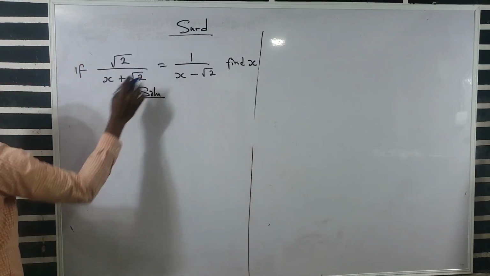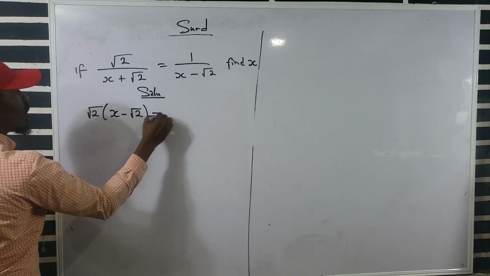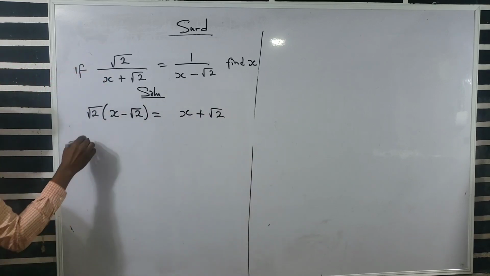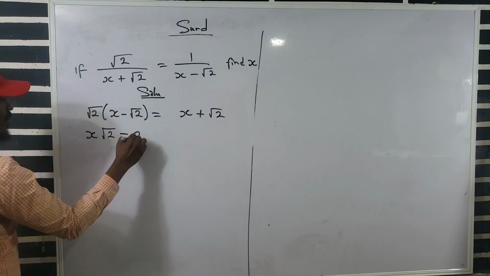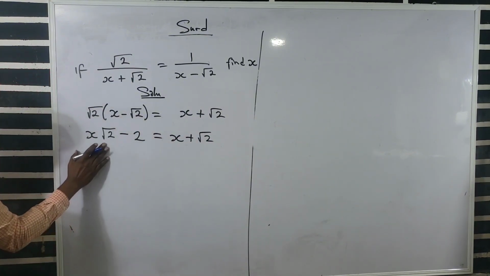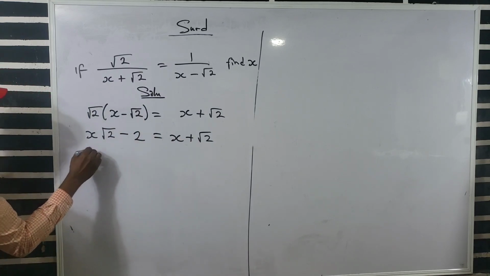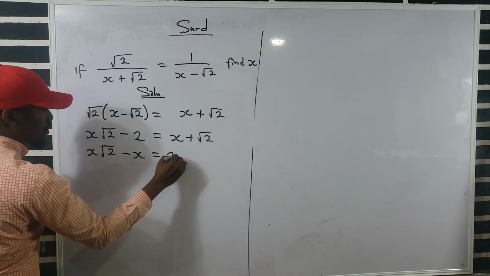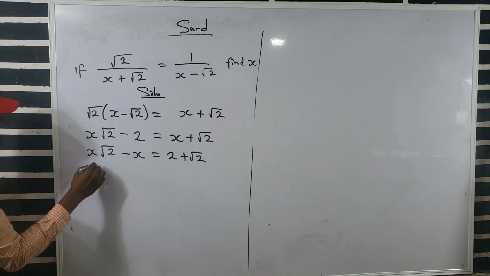If you cross multiply here, you are going to have root 2 into x minus root 2 equals 1 times x plus root 2. When you open this bracket, you have x root 2 minus root 2 times root 2, which gives 2, equals x plus root 2. So bring this one over here, and take this one over here. That will give you x root 2 minus x equals 2 plus root 2.